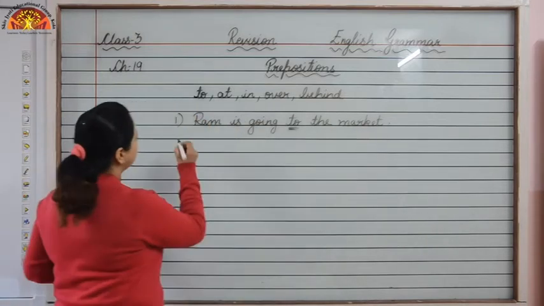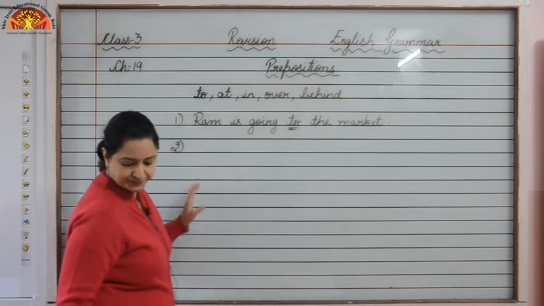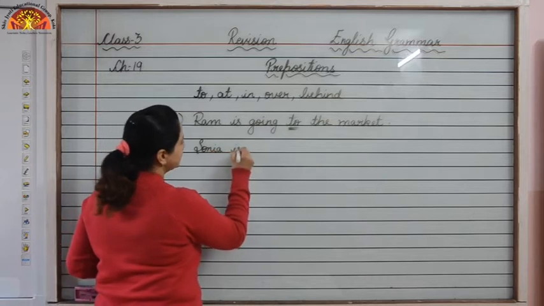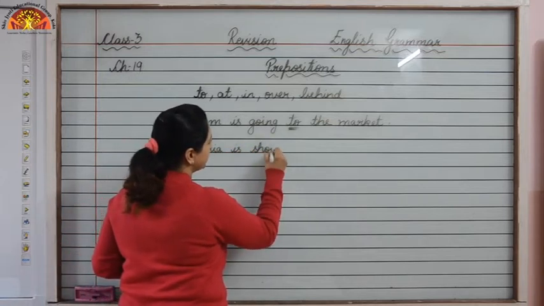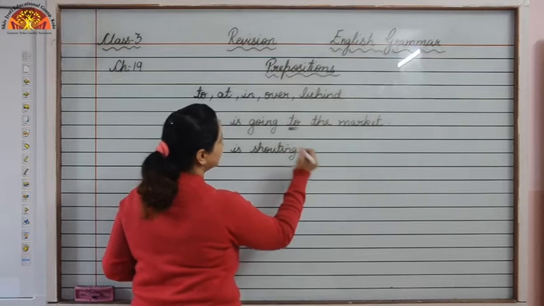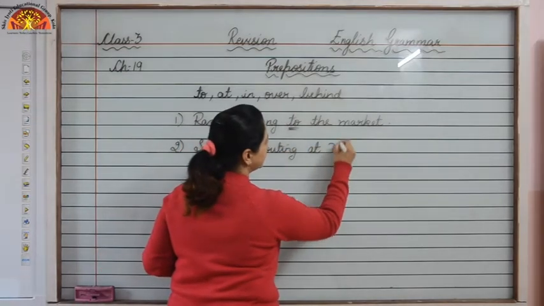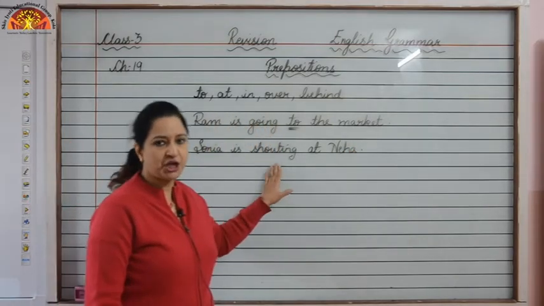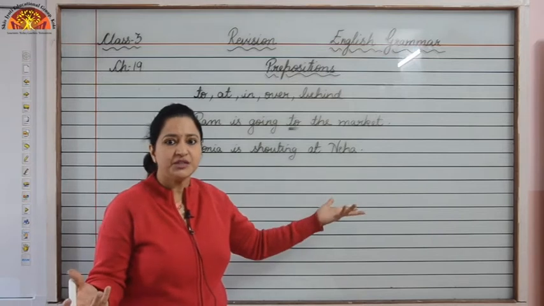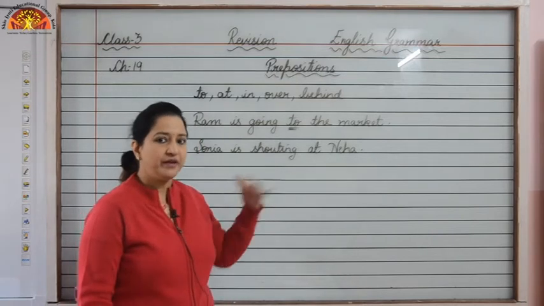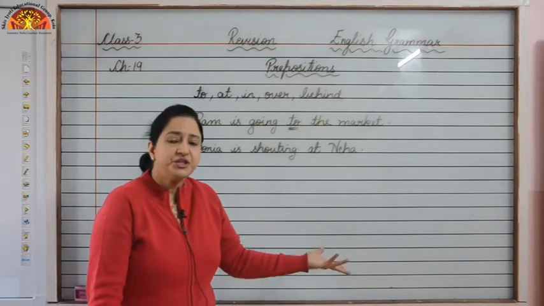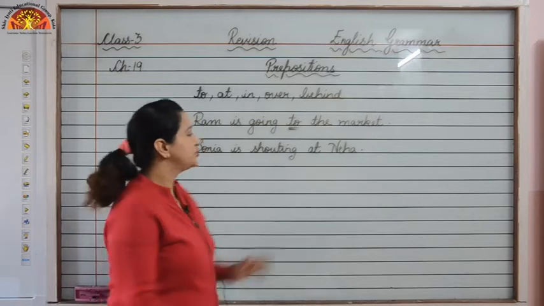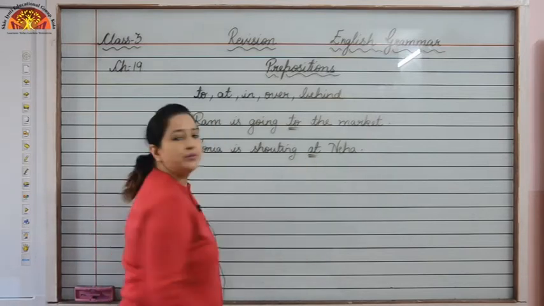Now I am giving you one more example. Sonia is shouting at Neha. Here Sonia is shouting, we all know that, but at whom is she shouting? Sonia is shouting at Neha. So here "at" is a preposition.